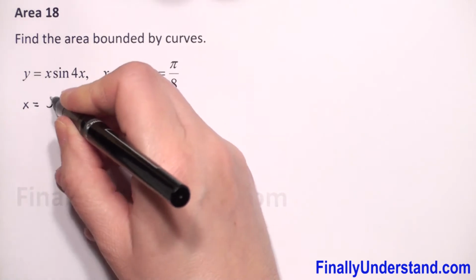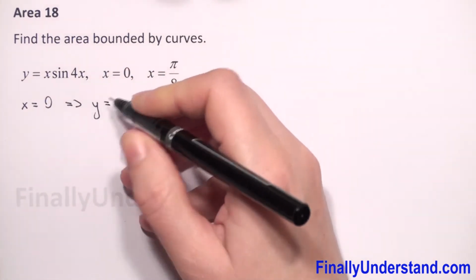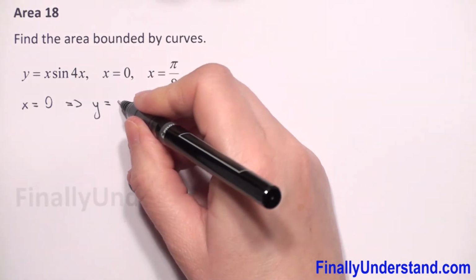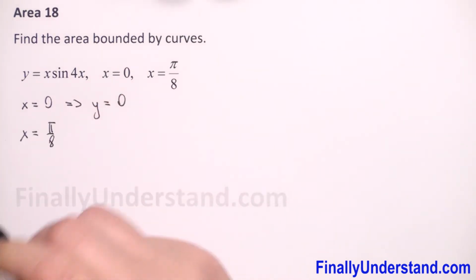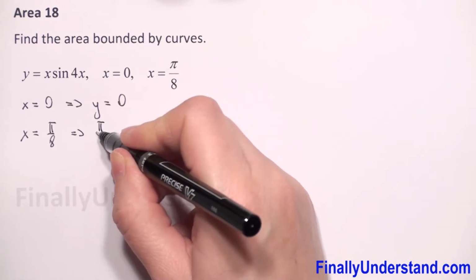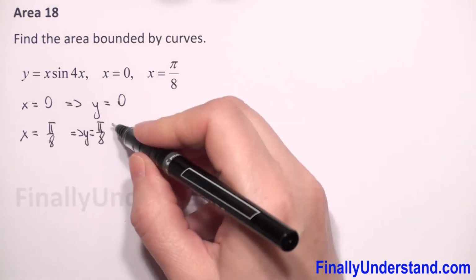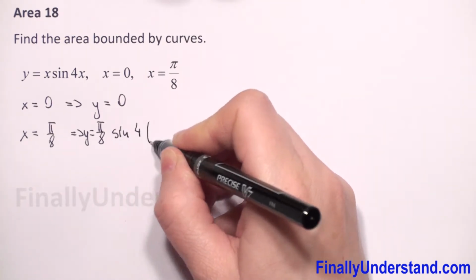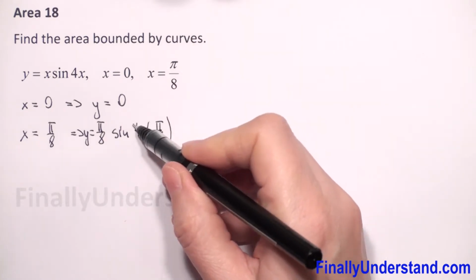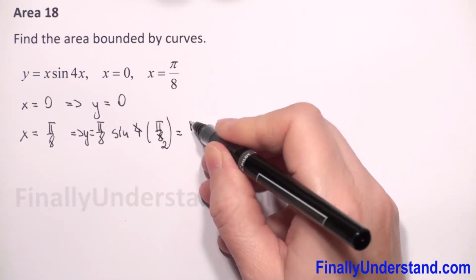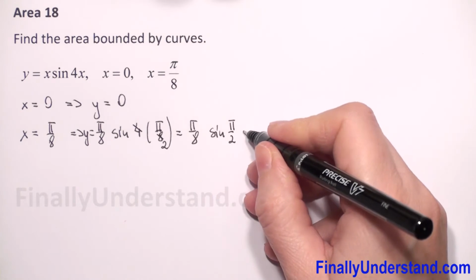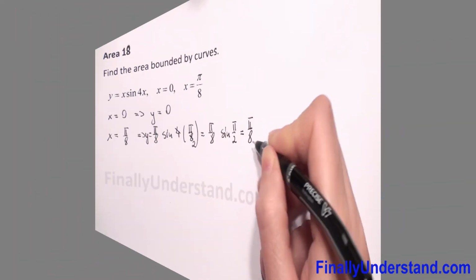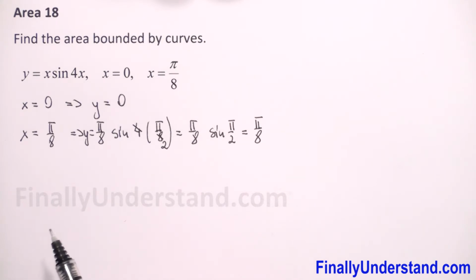For x equals 0, we will have y equals 0 times whatever we have here, which will be 0. And for x equals pi over 8, we will have y equals pi over 8 times sine of 4 times pi over 8. We can reduce 4 with 8, which will be 2, so we have pi over 8 times sine of pi over 2. Sine pi over 2 is 1, so we have pi over 8. We have the value of our curve for x equals 0 and x equals pi over 8.